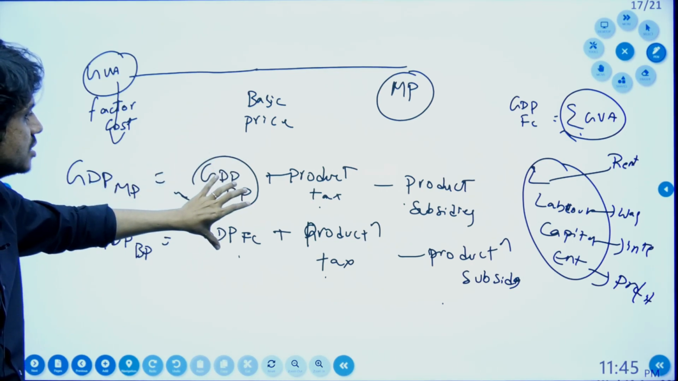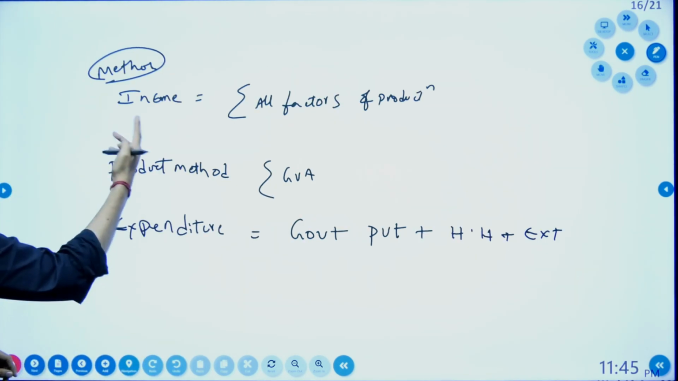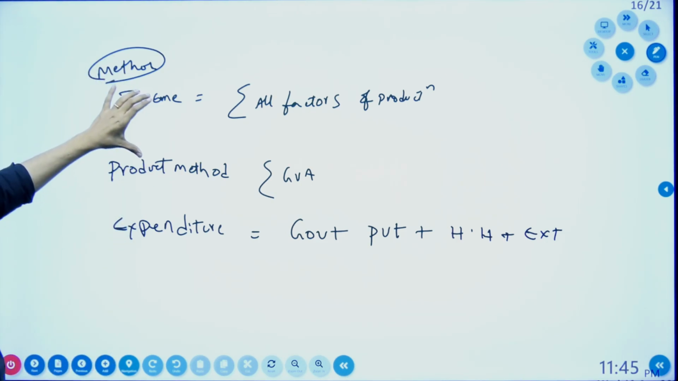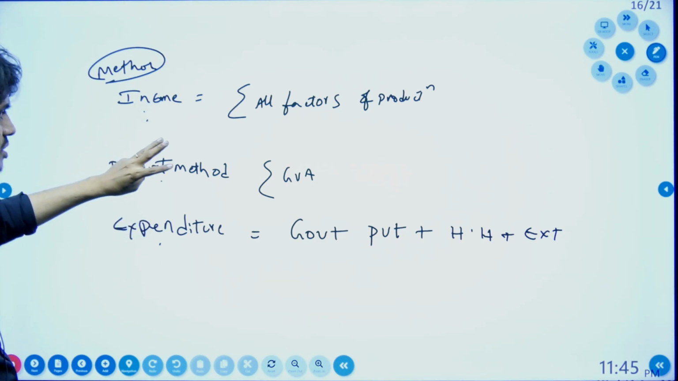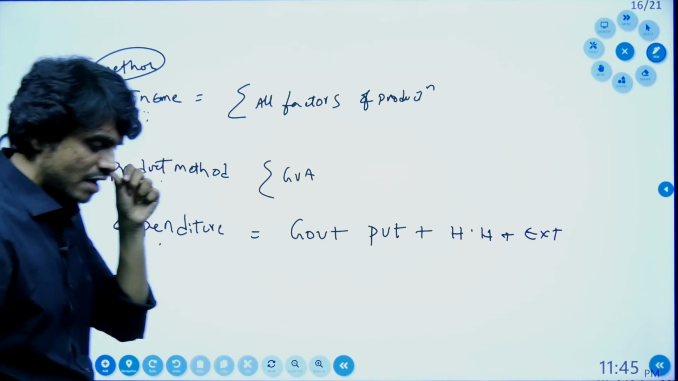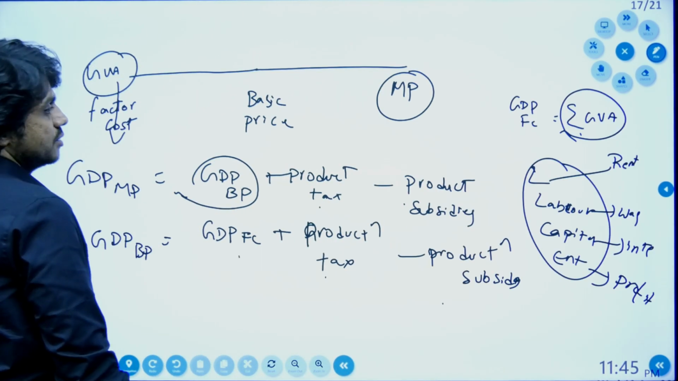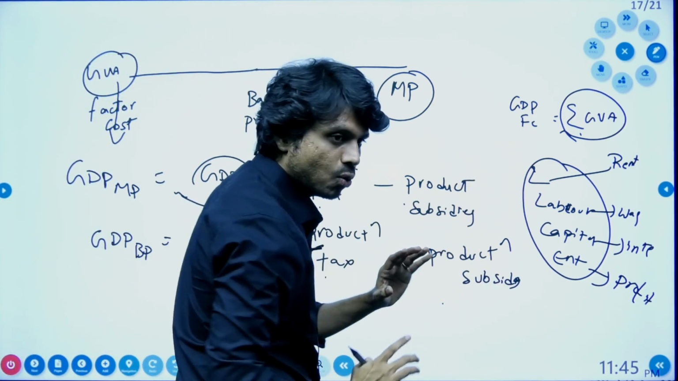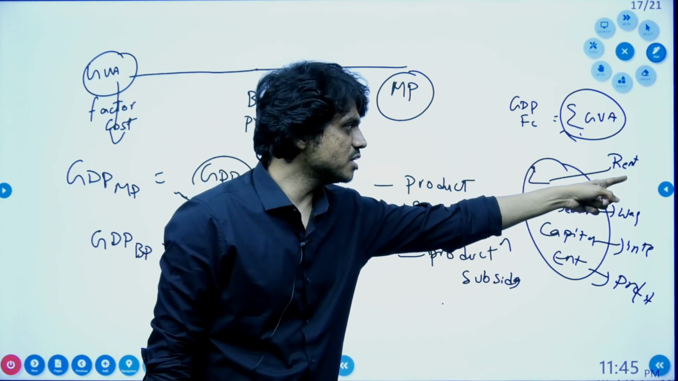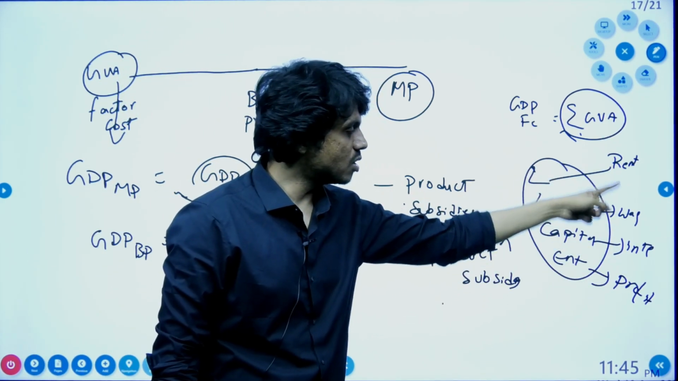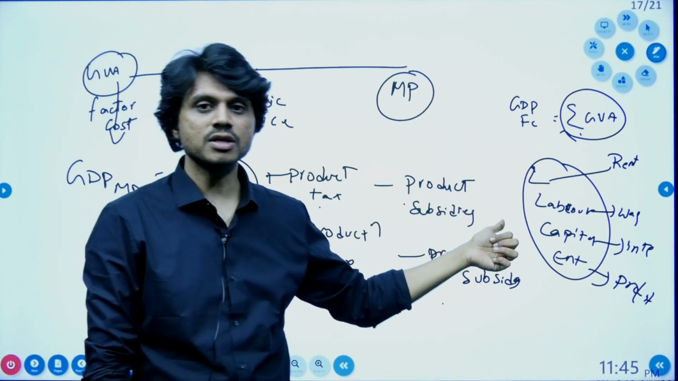Now in order to calculate the GDP at the market price, we use 3 methods. You might have already studied these 3 methods. What are the major 3 methods that are used? The income method, the product method and the expenditure method. What is the income? The income comes from the factors of production which we have discussed here. These are the only 4 factors of production present in the economy. These 4 factors of production generate income. So when I club all these incomes together, I will get the final value, and that will become the GDP.